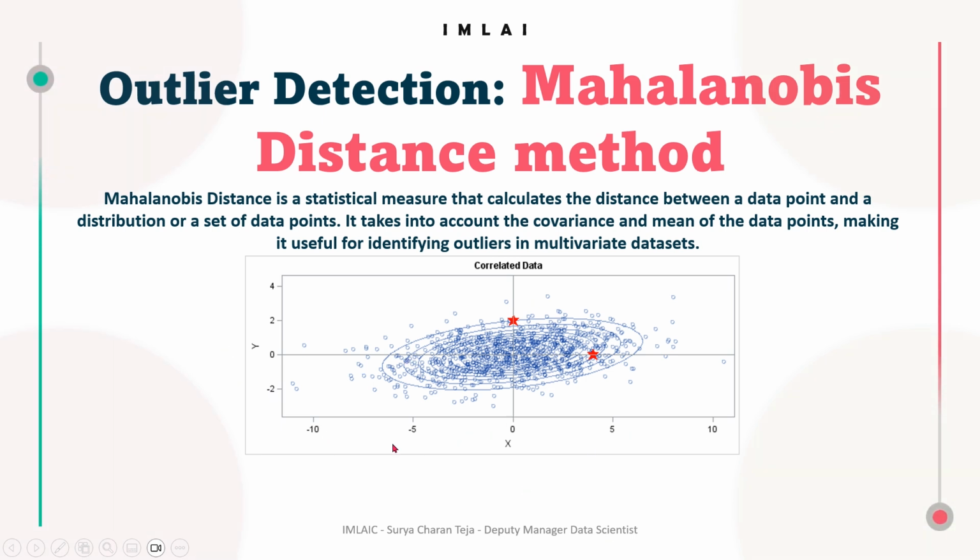Here we have a multivariate data set. One variable is on the x-axis, the other is on the y-axis, and both are mapped using the correlation, then the covariance, and then the mean. Using all three main parameters, we'll calculate the Mahalanobis distance.